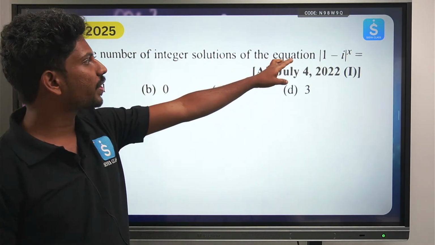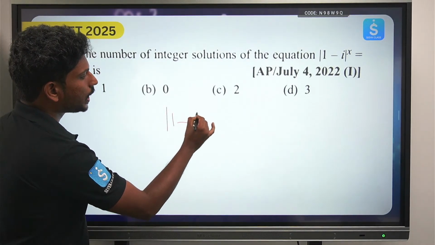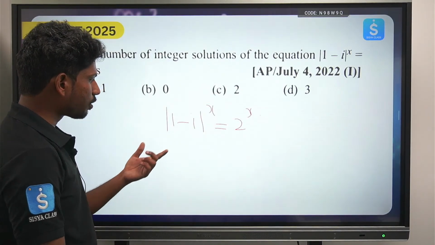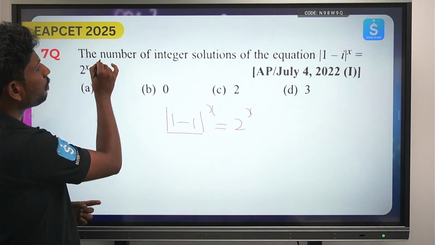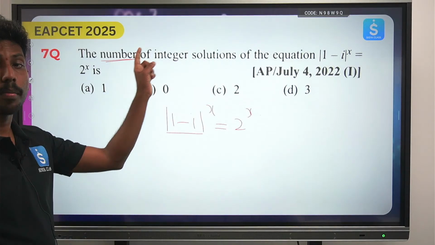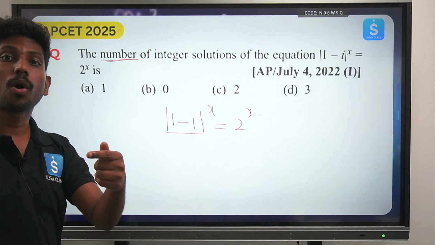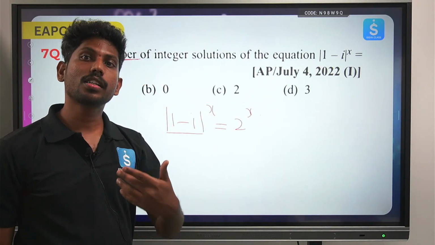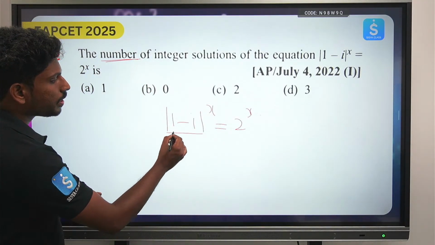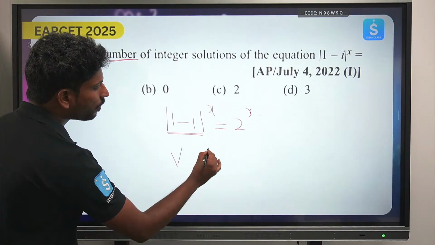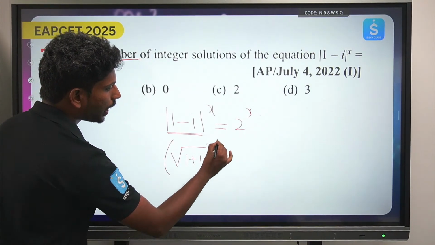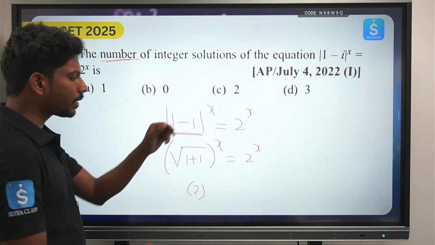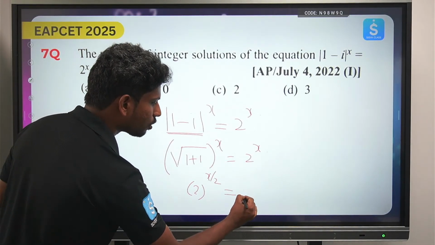The number of integers of an equation: 1 minus i to the power x is equal to 2 to the power x. So here you see, when such a question comes, first you see he is asking, be very careful when you are reading the question, he is asking for the number of integers. He is not asking what the solution of x is, he is asking for the number of integral solutions of x. So here, what is the modulus of this, how can we do it? Under root of a square plus b square whole to the power x is equal to 2 to the power x. So this can be written as 2 to the power 1 by 2. So that will become x by 2 is equal to 2 to the power x.